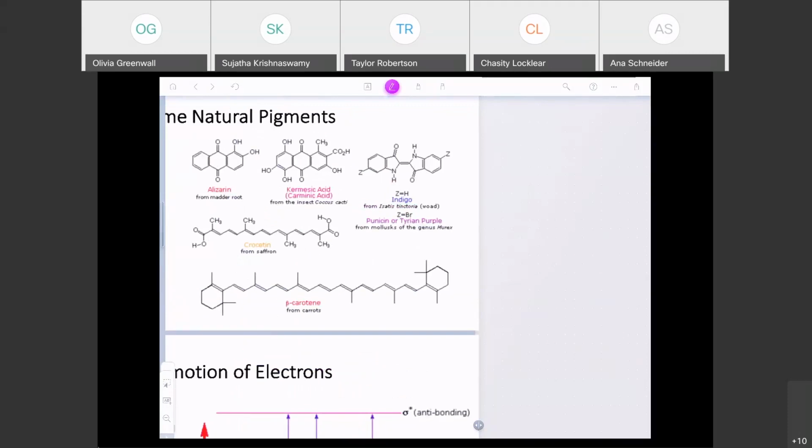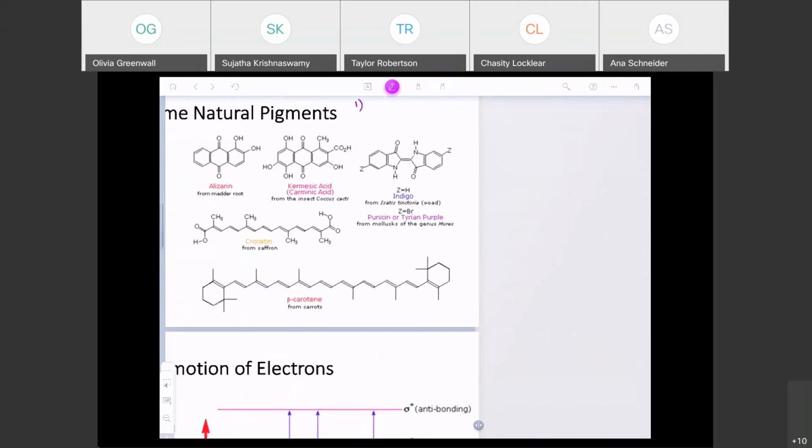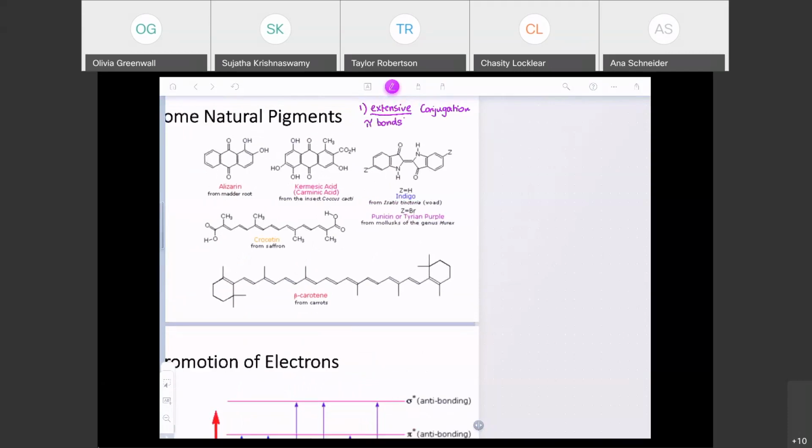What I want to point out is the first thing you want to see here is extensive conjugation. I want to use the word extensive because you don't just have a couple of double bonds talking to each other. You have pi bonds that can move from place to place because of resonance. Apart from that, all these structures, except the last structure, which is beta carotene, the orange pigment in carrots, all other structures have lone pairs. Lone pairs are also referred to as non-bonding pairs.